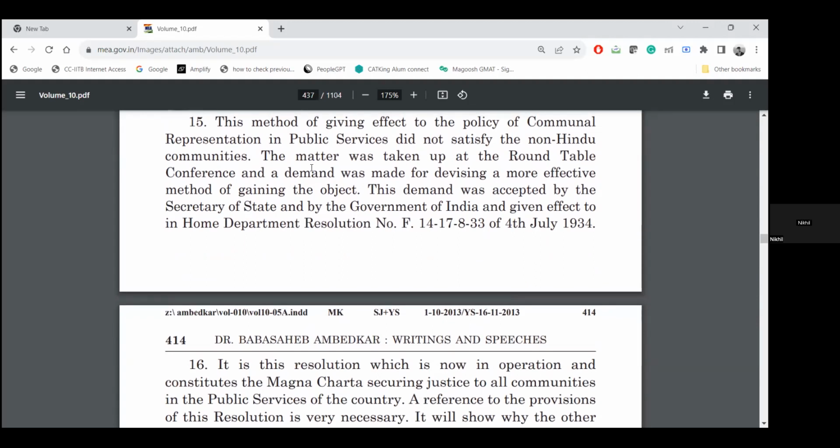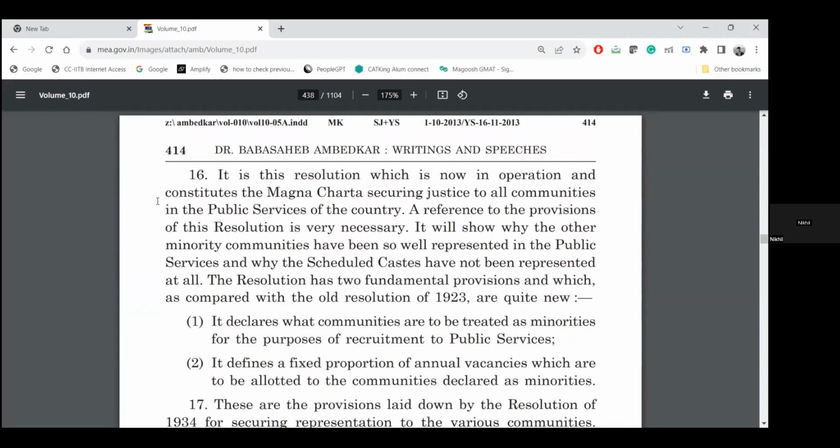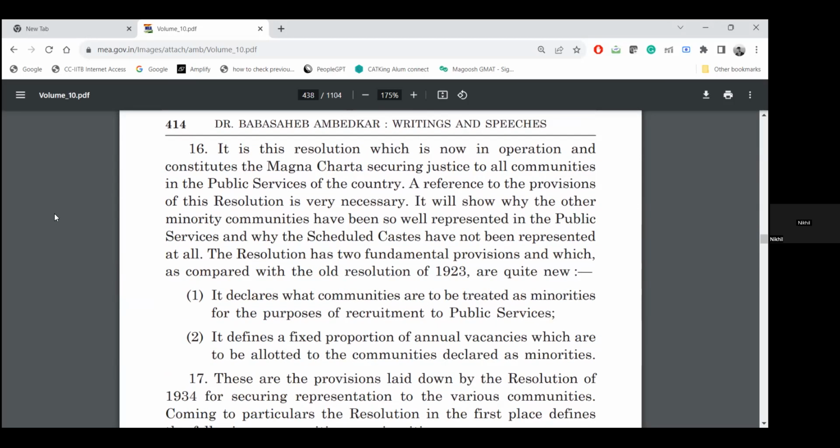This method of giving effect to the policy of communal representation in public services did not satisfy the non-Hindu communities. The matter was taken up at the roundtable conference and a demand was made for devising a more effective method of gaining the object. This demand was accepted by the Secretary of State and by the Government of India and given effect to in the Home Department resolution number F-147833 of 4 July 1934.